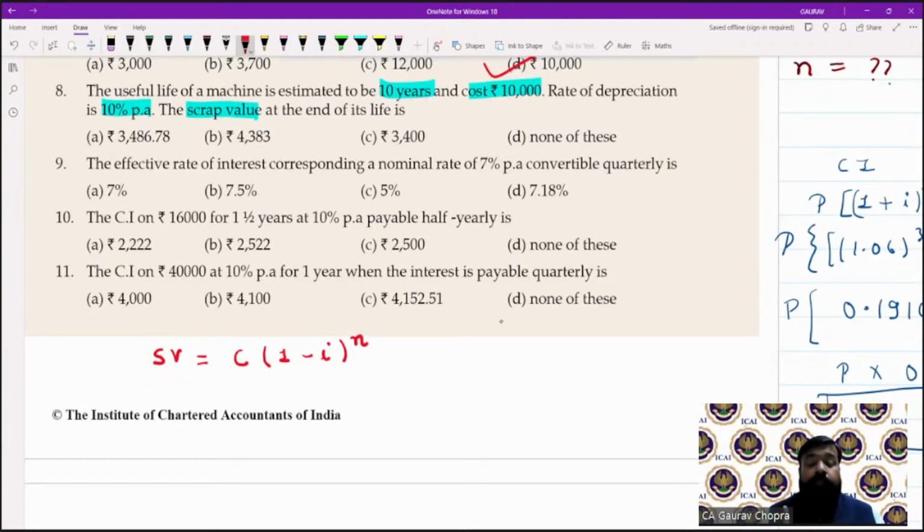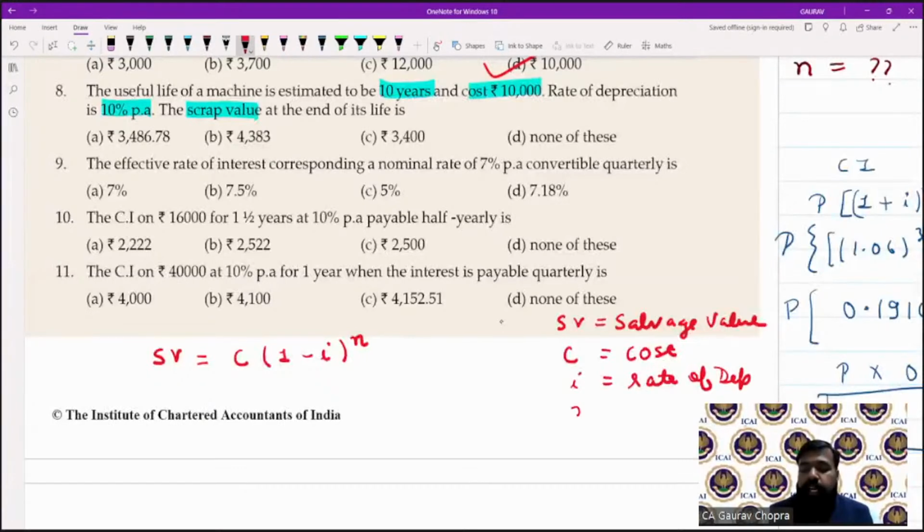Rest everything is same. So in place of amount, we have written scrap value. In place of principal, we have written cost. So SV means salvage value, or the scrap value you can say. C is the cost of asset. I is the rate of depreciation. N is the time period.